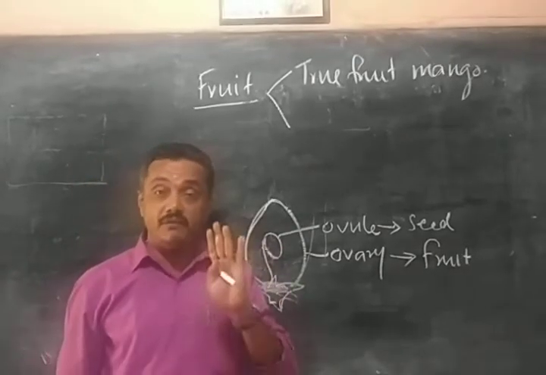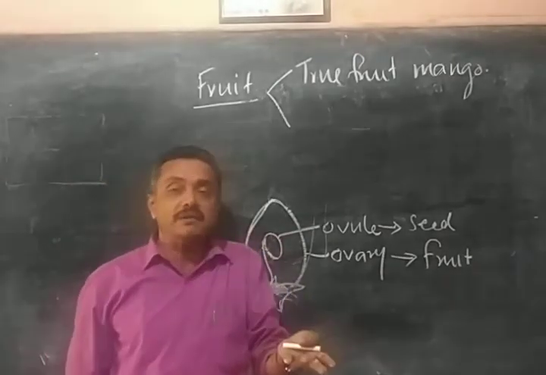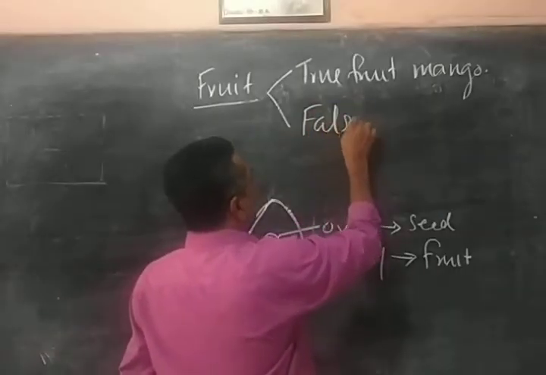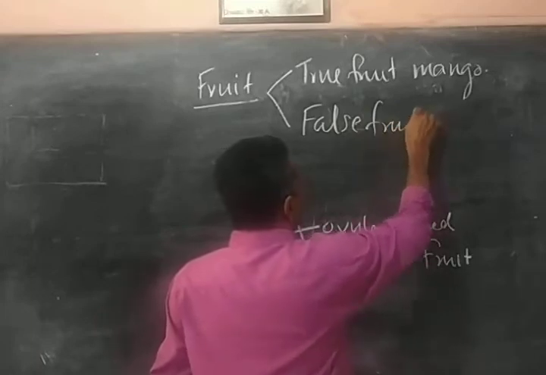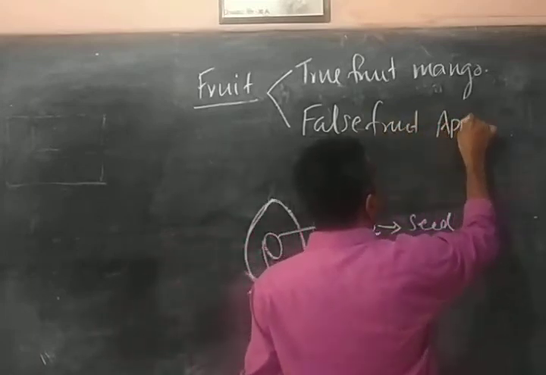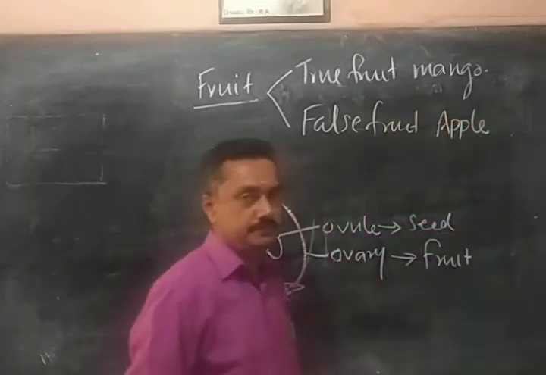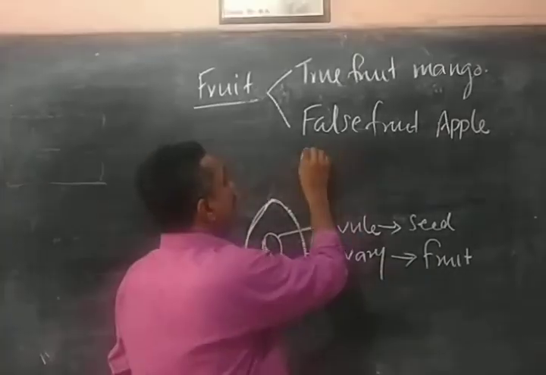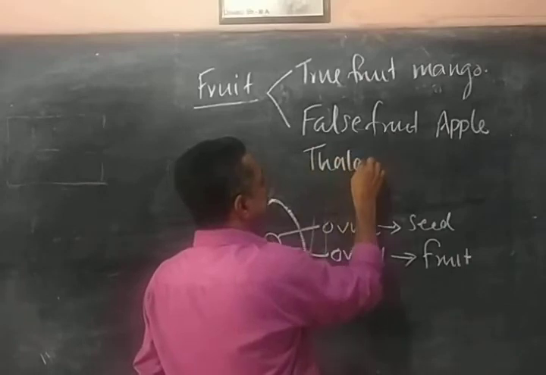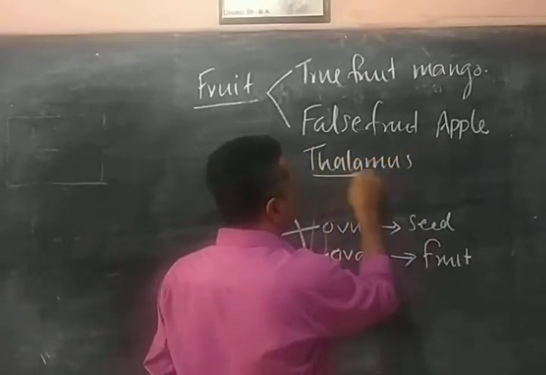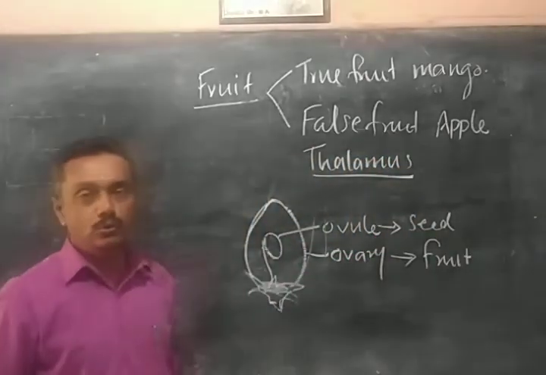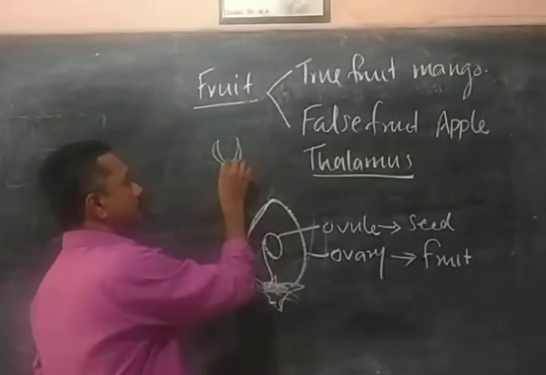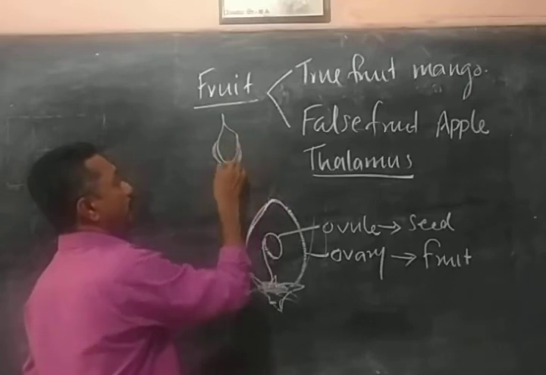If the fruits are developing from any other part other than the ovary, such fruits are called false fruit. Example, apple is a false fruit. In the apple, which part is developing? The thalamus is developing into fruit. The cup-shaped structure is called thalamus. This thalamus is developing into fruit.